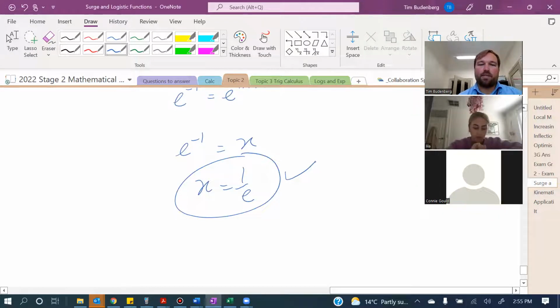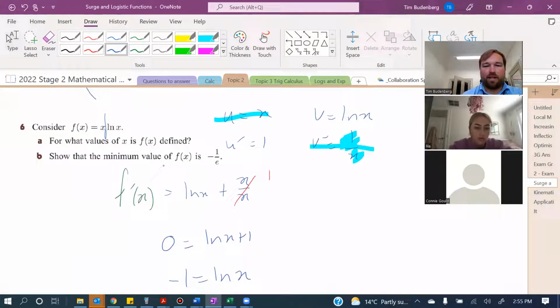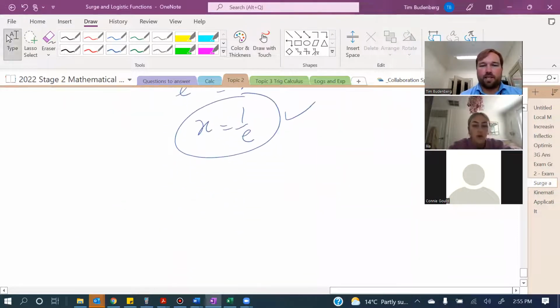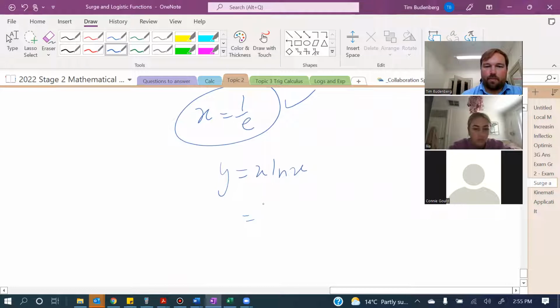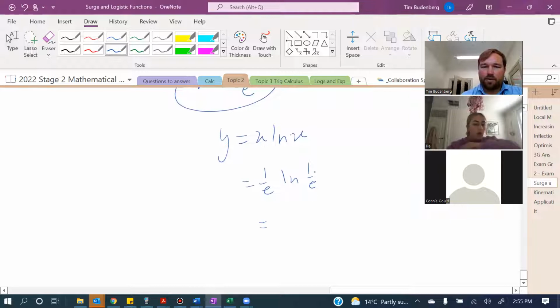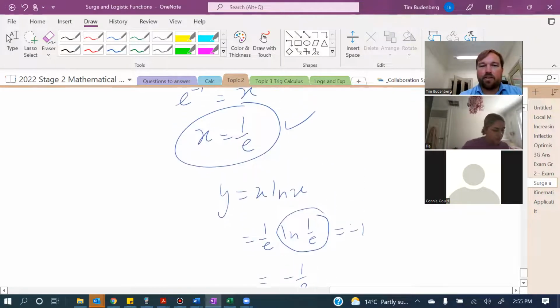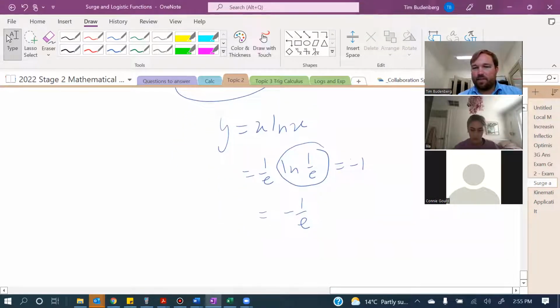But now we need to find the minimum value. So we need to substitute this into the equation. So we sub it into y equals x ln x, and we go 1 on e ln 1 on e. And the natural log of 1 on e is -1. So therefore that is -1 on e, which is the minimum value. It occurs at a positive x value, but there's a negative y value. Okay, cool.